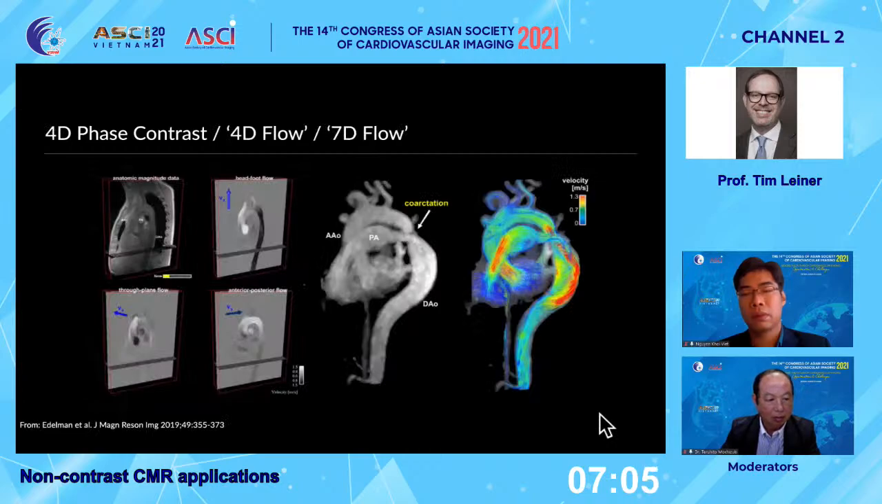4D phase contrast, known as 4D flow or 7D flow, is again very useful. It allows measurement of flow in every pixel over time in different flow orientations, and we can make these beautiful maps that can show us the distribution of flow, vorticity, helicity, all kinds of advanced flow parameters, and energy loss parameters can be calculated from these images that may allow for advanced evaluation and therapeutic planning of patients with a variety of different vascular and cardiac conditions.